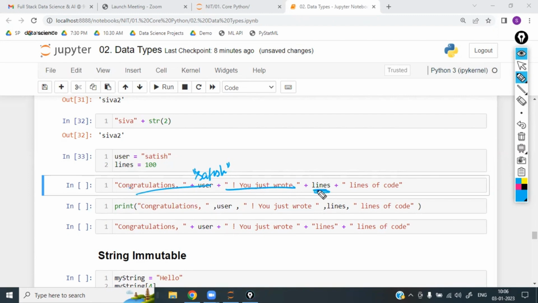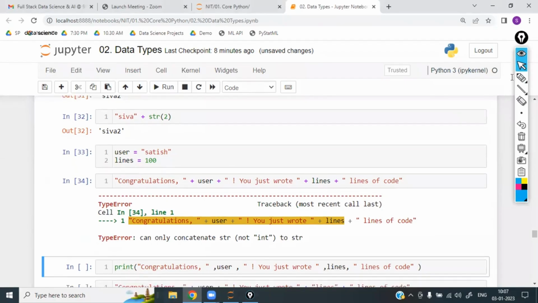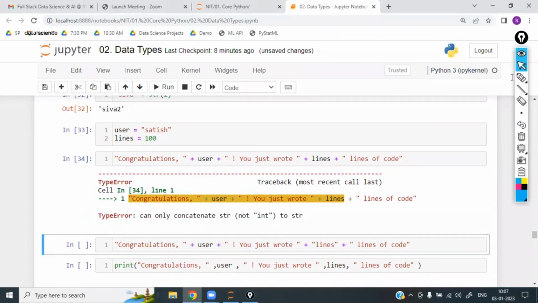Next, lines. What is in the lines? 100. Now, for this string, can you add the int? No, it is going to throw an error. This is the error. I can't concatenate the string with this one. So now what do I have to do? Lines should be converted to string. Now I'm converting the lines to string. If I keep the inverted commas around lines, now it will be converted. What is the difference between this one and this one?